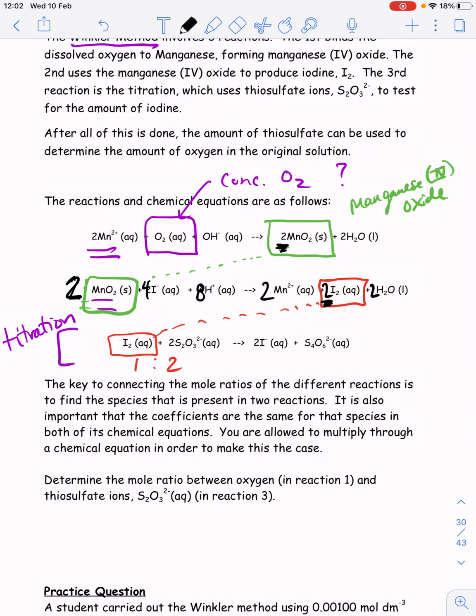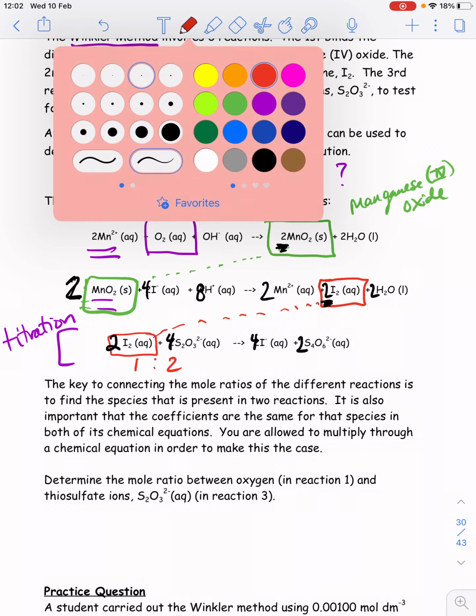So now I have to also adjust my final equation. So if there's a 2I2 in equation number 2, I'm going to put a 2 in front of this I2 as well. Now, how do I do that? I'm not just adding it to iodine, I'm adding it to everything in this equation. I'm doubling all the coefficients so that it's still balanced, but the coefficients are the same between the two different equations. Okay, now what I can see is that all the equations are going to nicely link together, and I'm going to be able to see my mole ratio.